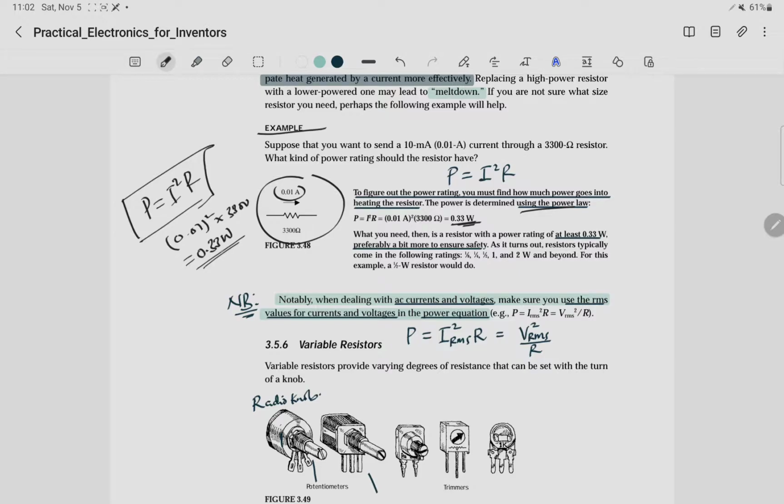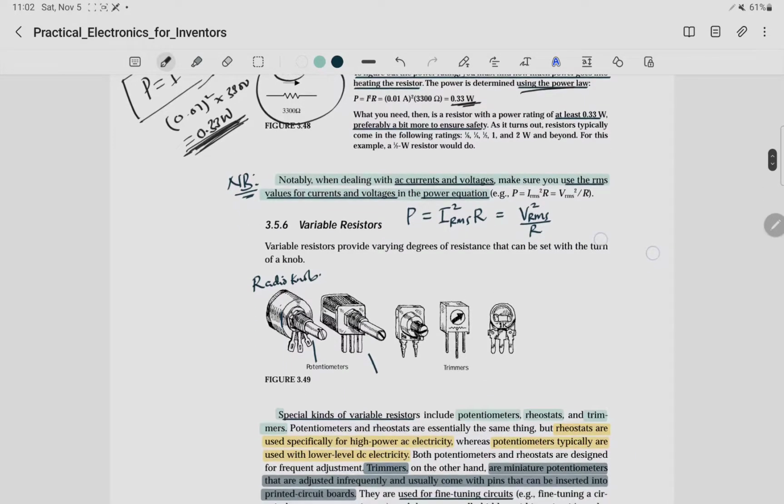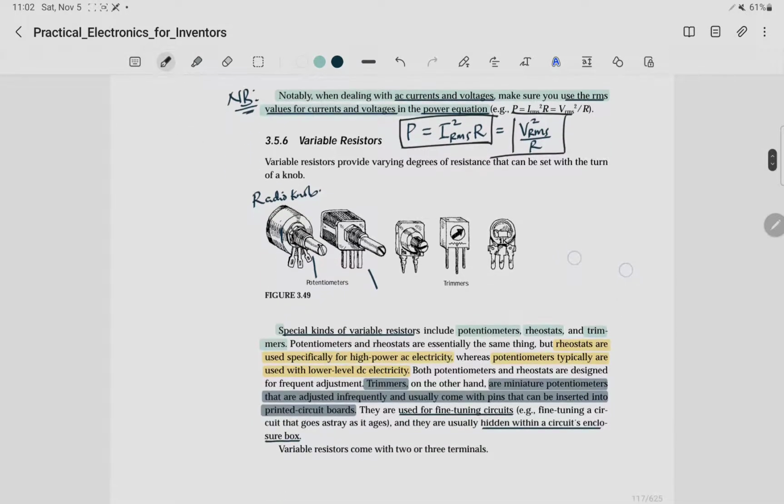So what you find out is, if you have a power rating of 0.33 watts, you want a resistor which can handle this or more, else it will have a meltdown. Notably, if you're dealing with AC currents and voltages, you'd want to use the RMS values of current and voltage. So you can use these different equations in order to obtain the power rating of your resistor.